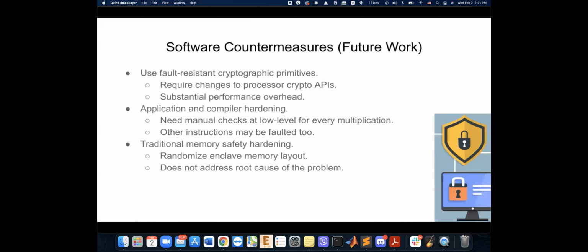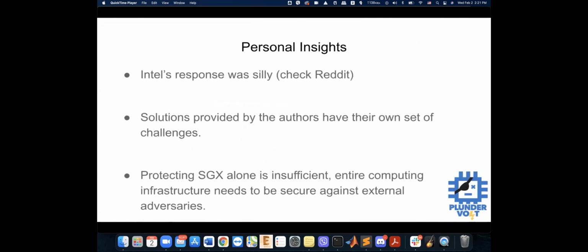The next is traditional memory safety hardening. This involves randomizing the enclave memory layout, but again, this does not address the root cause of the problem. So, coming on to the insights and key takeaways that we can draw from the paper, Intel's response of completely disabling the MSR, that is the overclocking mailbox interface, corresponds to the recommended mitigation strategy outlined in the paper. However, it does not address the root cause of Plundervolt.